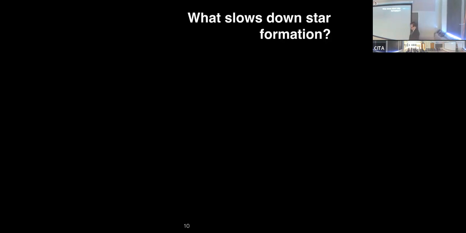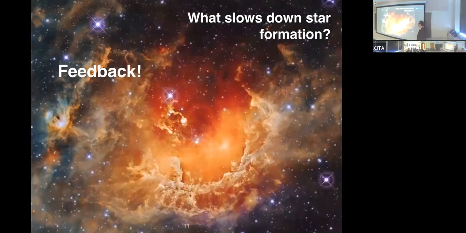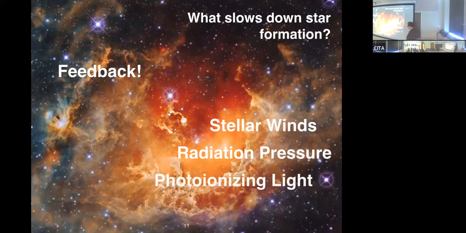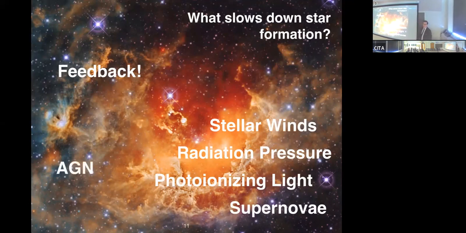Now, what slows down star formation? You might have another opinion, but I'm going to talk today about how feedback does all of it. So again, there are many modes of what people might call feedback. There's stellar winds, there's radiation pressure, photoionization, there's supernovae. That's a big one. And then, of course, there's AGN. I will not be talking about this because this is not primarily what I'm thinking about.